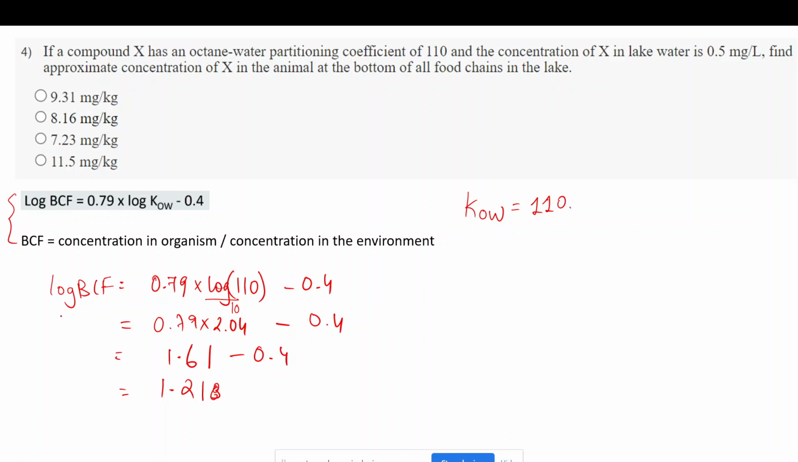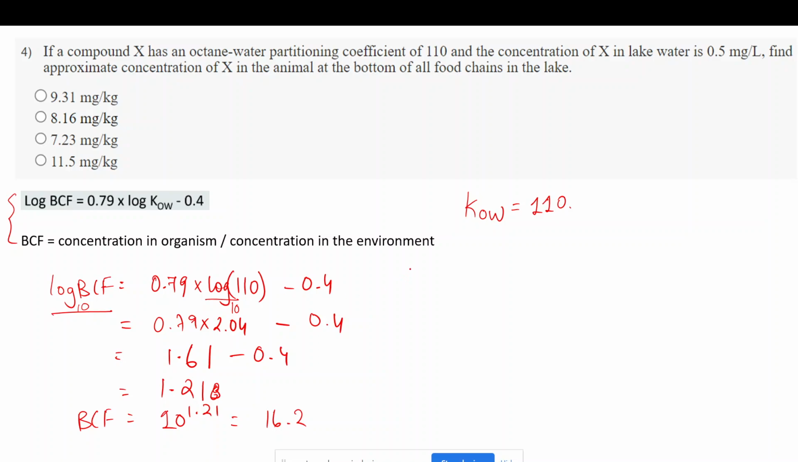Now this is log BCF, which means to calculate BCF you need to take the anti-logarithm on both sides. Since this is log to the base 10, you take anti-log to the base 10, so you will get BCF equal to 10 to the power 1.21. Calculate that. It comes to 16.32. Majorly 16 is the initial part, so that's okay.